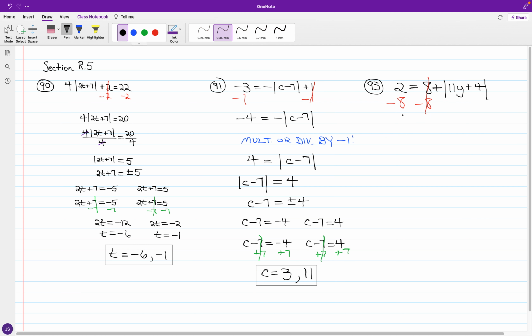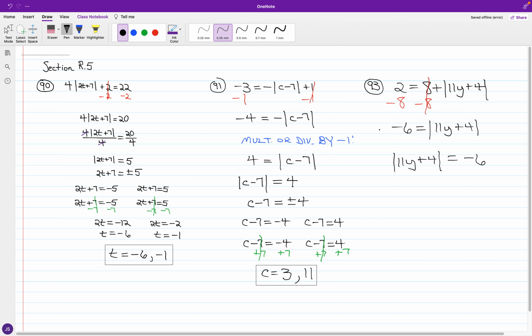on both sides. So 2 minus 8 is -6, and we have -6 is equal to the absolute value of 11y plus 4. I can just switch the order, and you might catch on to something. We have the absolute value of 11y plus 4 equal to -6.